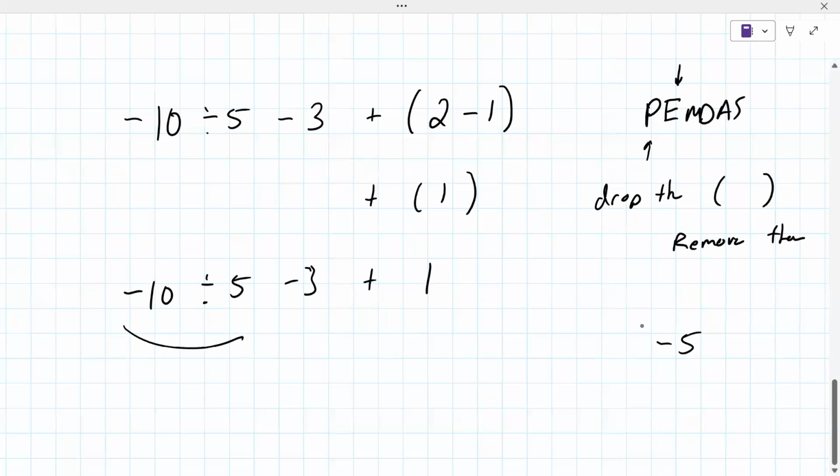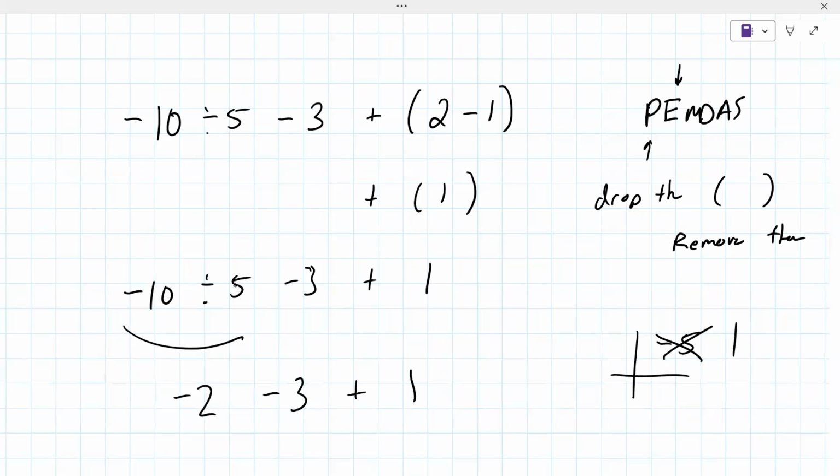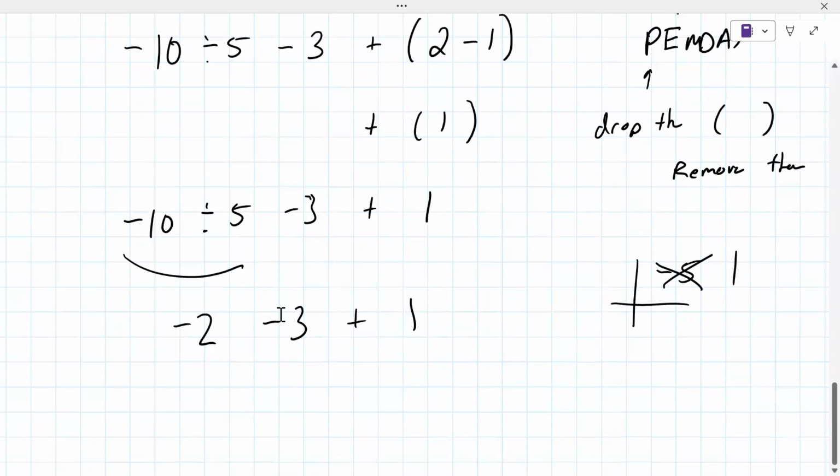Is that correct? I'm just asking to make sure. No, it's just 1. Okay, so you're saying it's 1. All right. So -10 divided by 5 is -2. Is that what you have? Yep. All right. So now -2 minus 3.